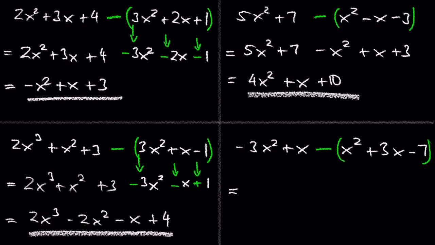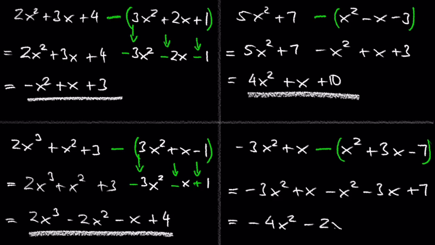In our next example, we get negative 3x squared plus x minus x squared minus 3x plus 7. Negative 3x squared minus x squared is negative 4x squared. x minus 3x is negative 2x, and we keep the 7.